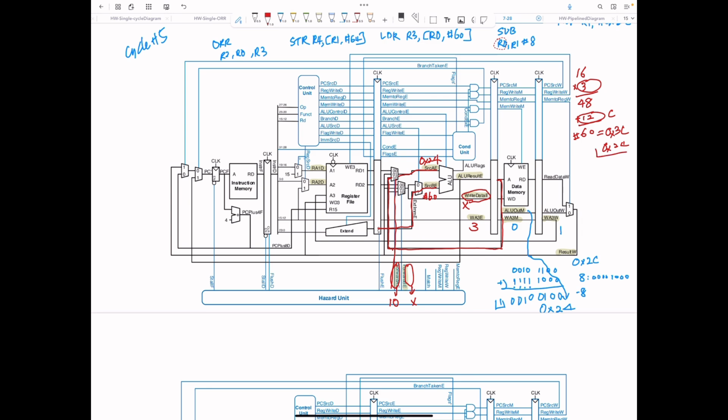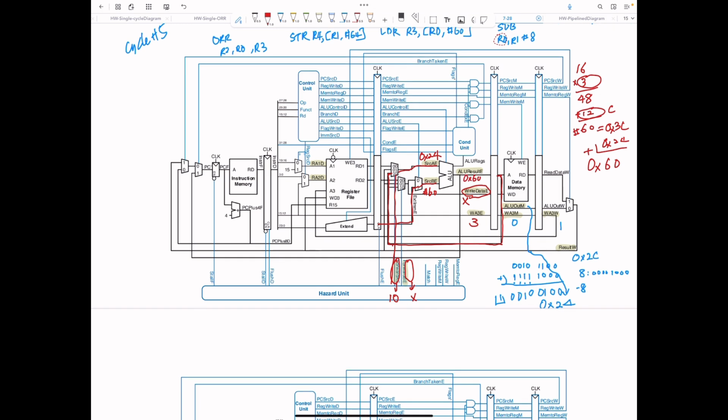C is 12. 12 plus 4 is 16. So 1 carry over. So 3 plus 2 plus 1, which is 6. So that's why it's 60. Now we are done with the ALU stage.